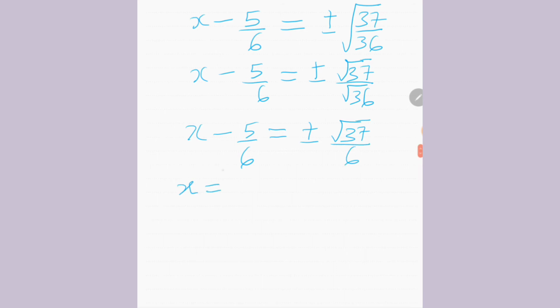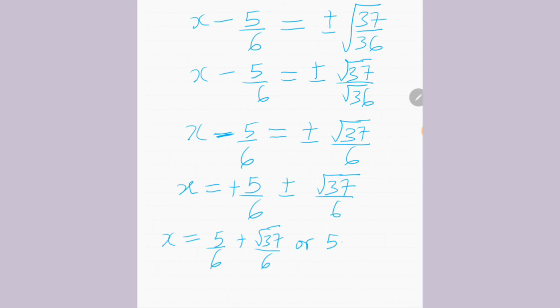Then you have x equals, if I move minus 5 over 6 to the other side, it becomes plus 5 over 6. So there's a plus here. Let me write it so you don't get confused. Then plus or minus root 37 over 6. So you can leave your answer like this, or you can split the plus or minus by writing 5 over 6 plus root 37 over 6, or 5 over 6 minus root 37 over 6.